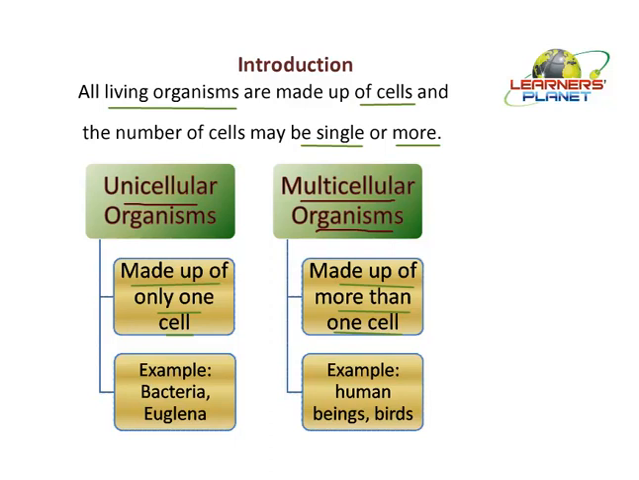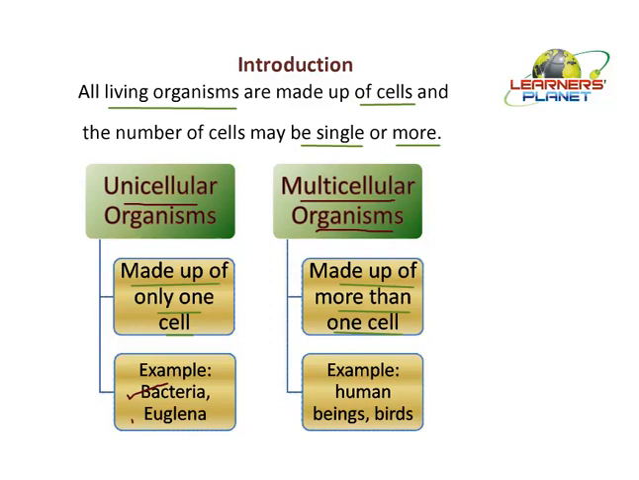So now you can think of the examples. For the unicellular organism, the example could be a bacteria. You remember what is bacteria? It is a prokaryotic organism in which the nucleus is not well developed. It is not bound by membrane. So this particular bacteria is the simplest form of life.